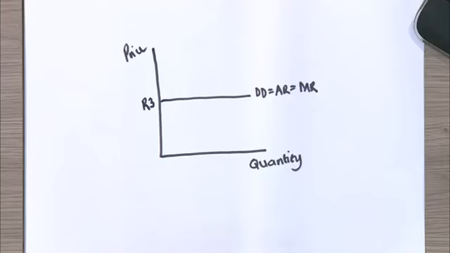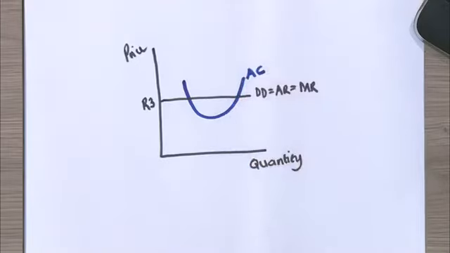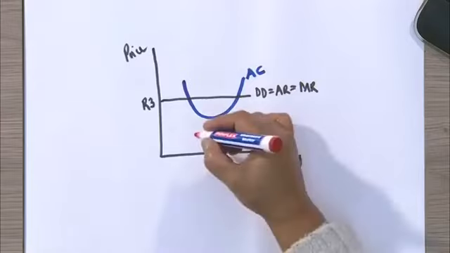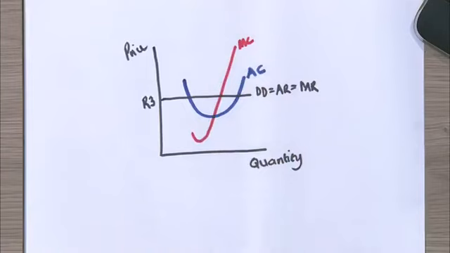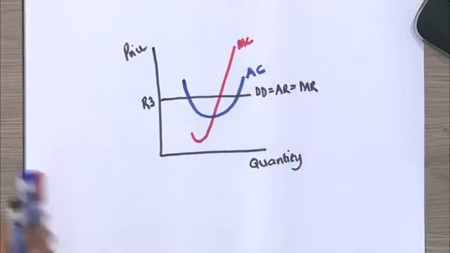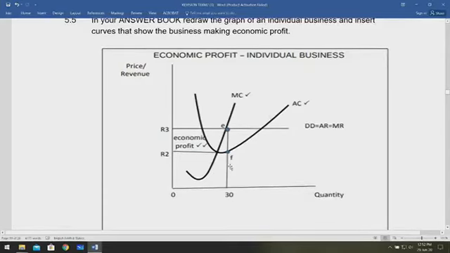Then I have to now include the curves. I'm going to put in my AC curve, and I find it easier to first draw my AC curve. It looks like a smile. And then I can ensure that my MC cuts AC where AC is at its lowest. So those are the curves that I have to now put in, and then you will be given the marks according to the curves that you are asked to draw in.